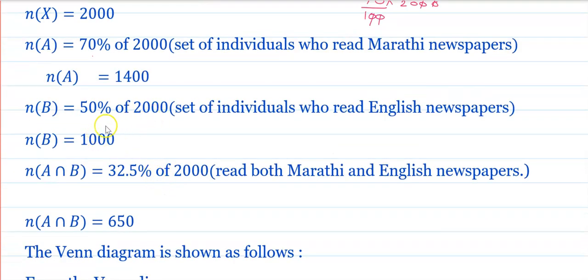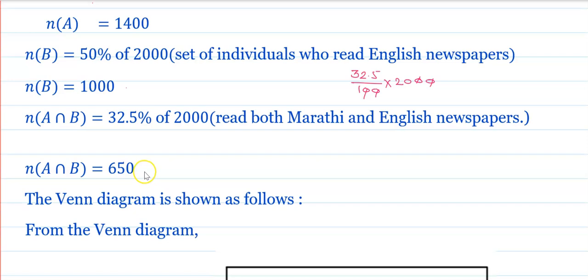50% of 2000 is clearly 1000. And the next is 32.5%, those who read both newspapers. That means 32.5 upon 100 into 2000. Again these two zeros and one more zero get cancelled. 32.5 into 20 equals 650. This is the number of persons who read both newspapers.